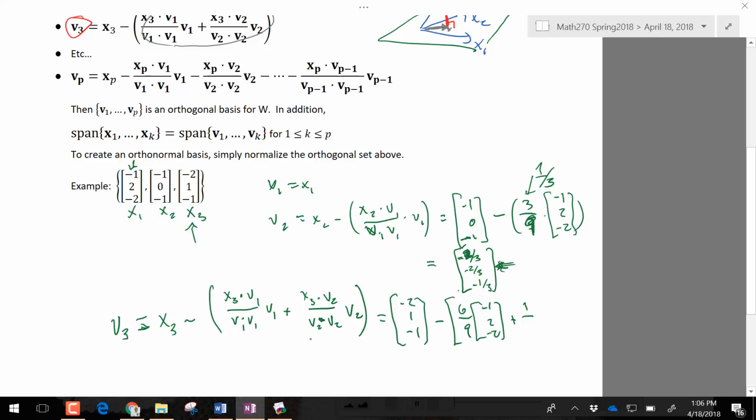And then the magnitude of, or the dot of V2 with itself. So let's take the dot product of this. 4, 8, 9, 9 over 9. So that's 1 again, isn't it? So the dot product of V2 with itself. Negative 2/3, negative 2/3, negative 1/3. Does the dot product equal 1? So that means this is already a unit length. So that's good. And then we're going to multiply that by negative 2/3, negative 2/3, negative 1/3.